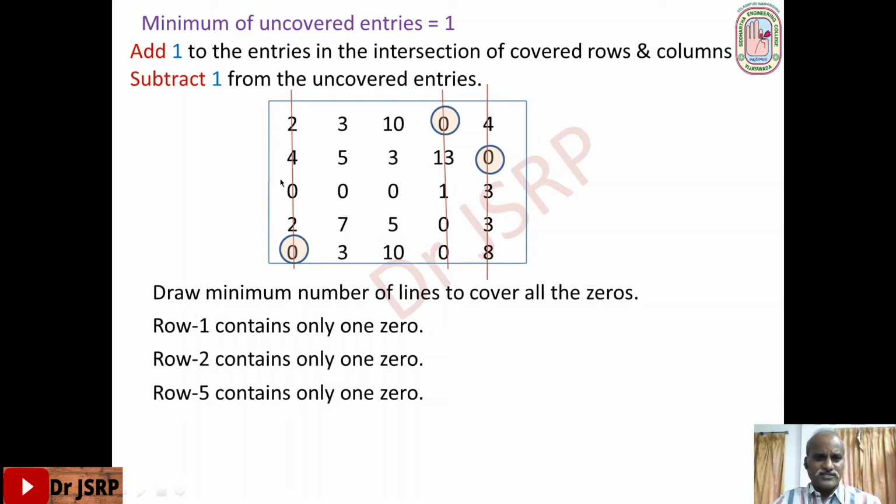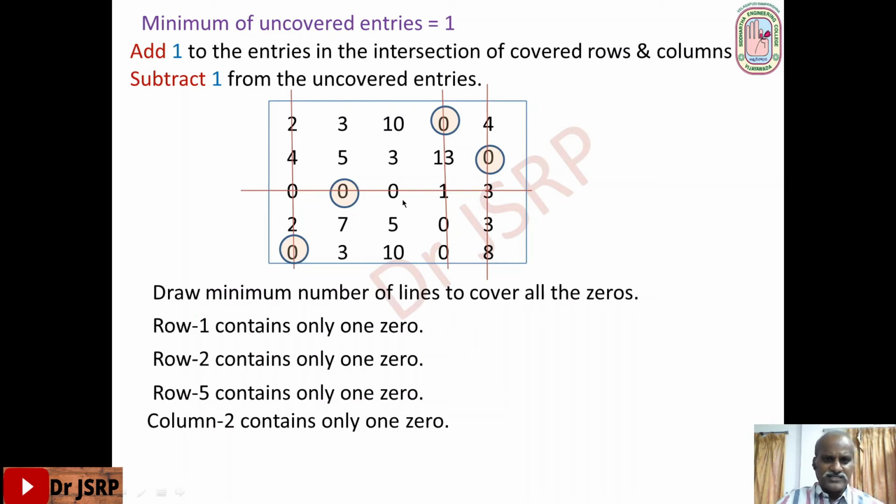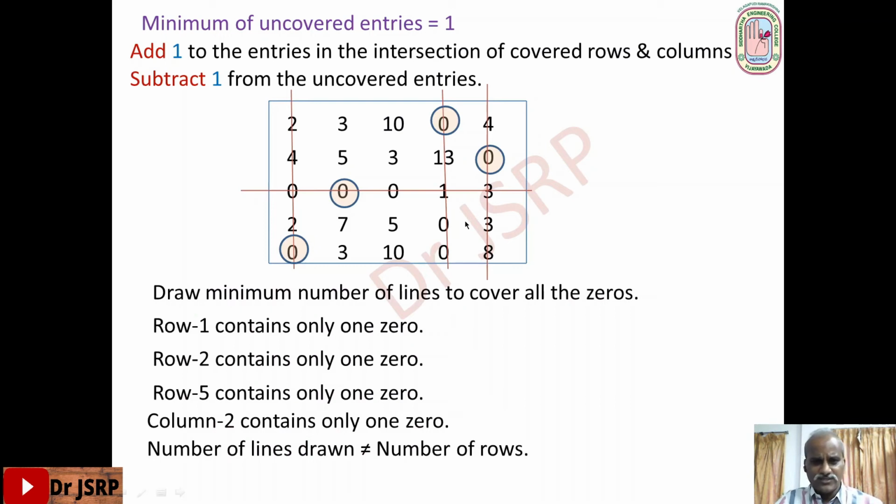So go for columns. First column is crossed off. Start with second column. Second column contains only 1 zero. So column 2 contains only 1 zero. So column 2 means you have to fix row. Circle this 0 and fix third row. So draw horizontal. Okay. Third column, no 0. Now observe the table. All zeros are covered by lines. Okay. Now verify the optimality condition. Number of lines drawn equal to 4 and the number of rows is 5. So number of lines drawn not equal to number of rows. So optimal assignment is not completed.